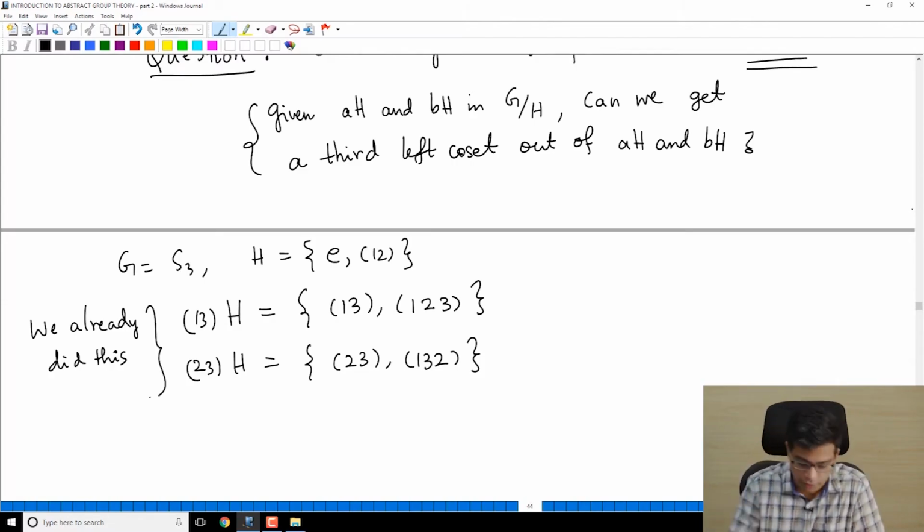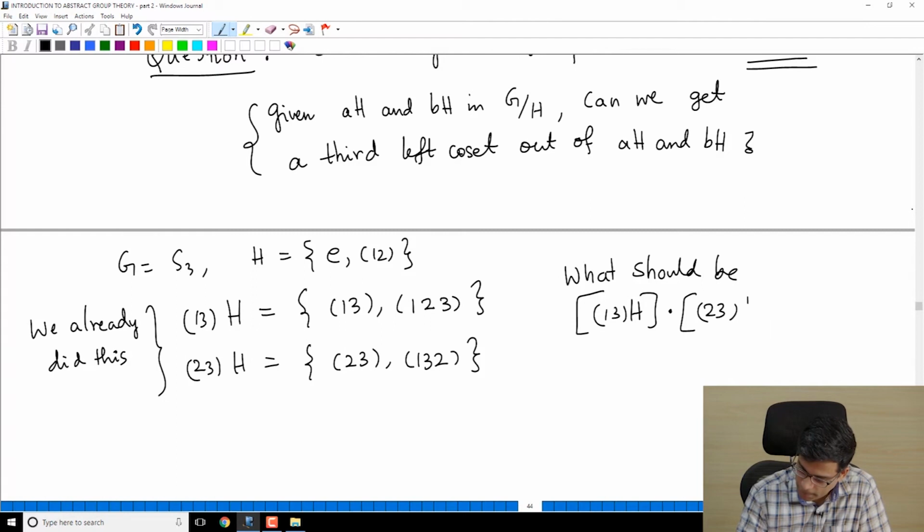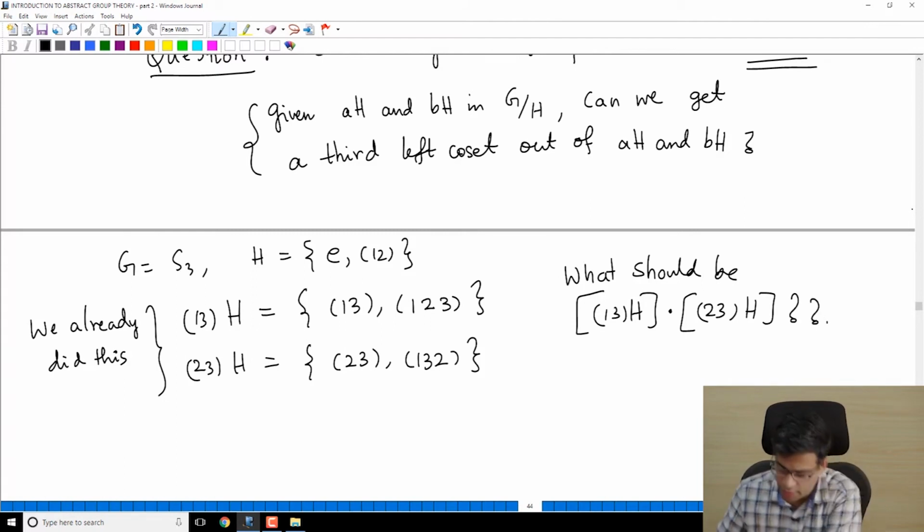So what do we do? Can we combine them? So what is (1 3)H times (2 3)H? Okay, so it looks like we have to learn how to multiply sets. We know how to multiply elements.